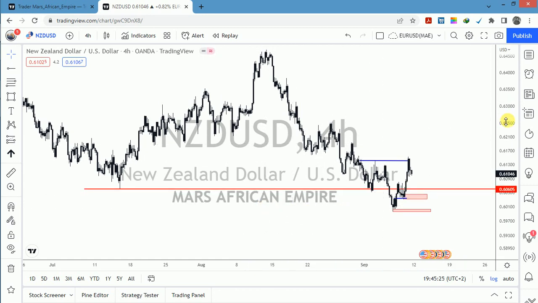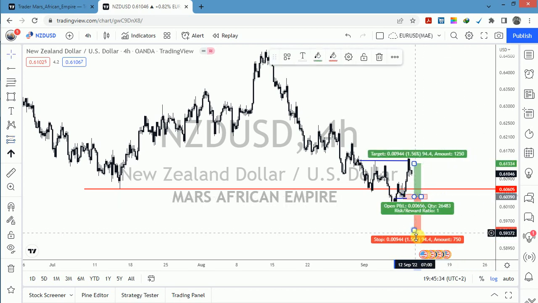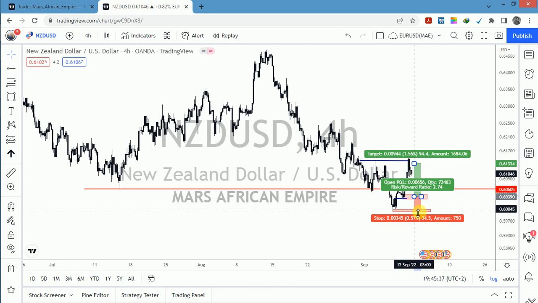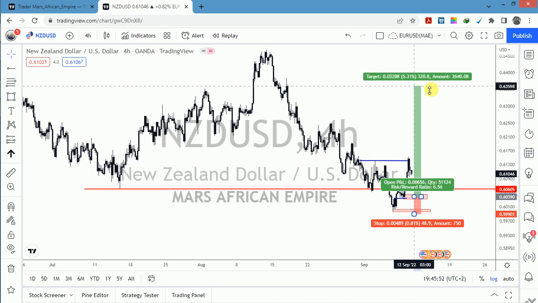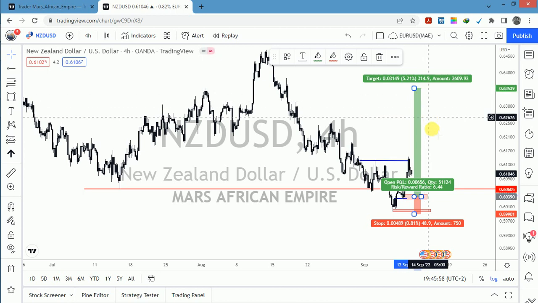Alright, so yeah, our entry will be, I think we should just risk almost 50 pips there. I think we should just do that, because we are looking to buy up to 0.6350. So if you risk 50, that is 1:6 risk ratio. That is impressive right there.